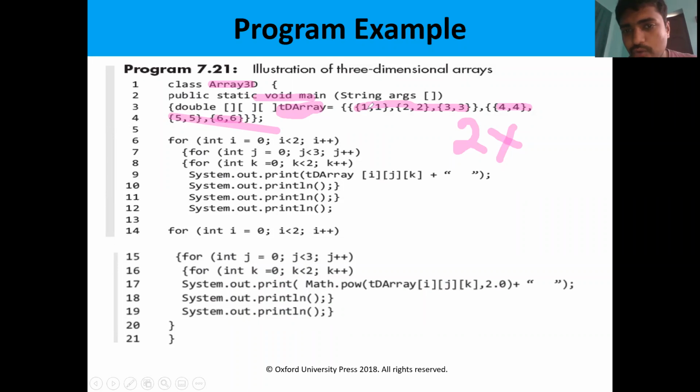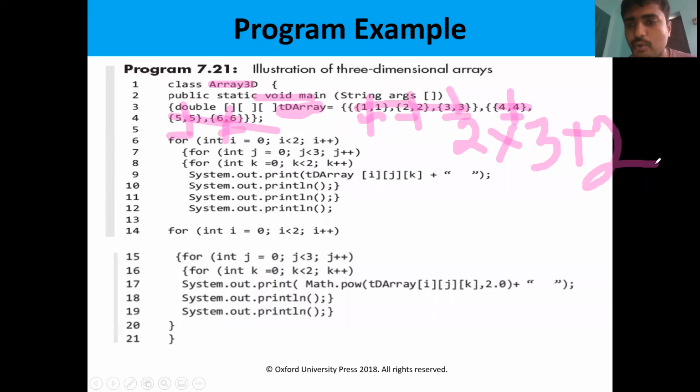Let us check one by one, 2 rows, then 1, 2, 3. So each row has 1, 2, 3. Each row has 3 subsets. That means 2 by 3 by 2, each has 2 elements each. 1, 1, 2, 2, 3, 3, 4, 4, 5, 5, 6, 6. That means each set has 2 elements. That means 2 by 3 by 2.